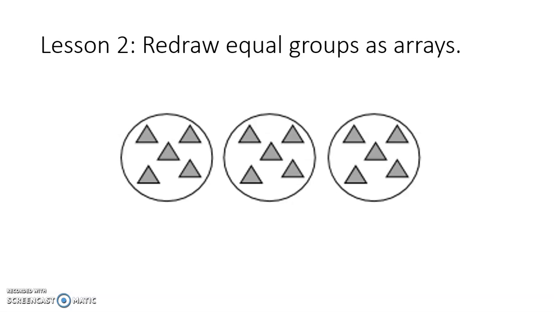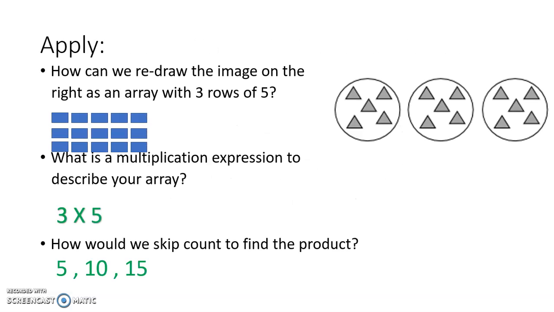Lesson 2, we're going to redraw equal groups as arrays. Now here's where you learn what an array is. Now what you see right here, this is an image, a picture. Now an array is a type of picture, and we're going to see that next. So we're going to apply this. Now again, I pasted the image onto your screen with the 3 circles, and in each circle there are 5 triangles. So 3 circles with 5 triangles in each.